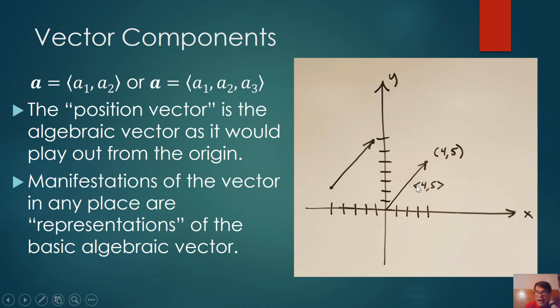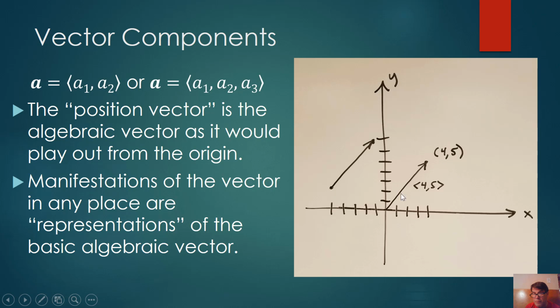But if I put them in this kind of brackets, then I'm no longer talking about a fixed point. Now I'm talking about an algebraic vector. And so the position vector, we call this one right here the position vector. It is the algebraic vector as it would play out from the origin. But this is an equivalent vector. Why? Because it's 1, 2, 3, 4, 1, 2, 3, 4, 5 as well. This is called a representation of that vector.